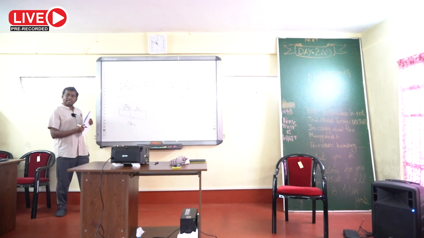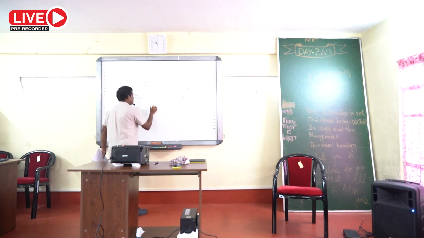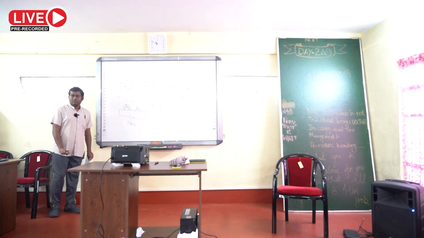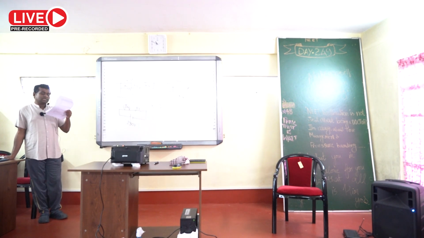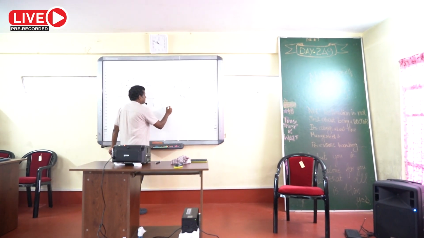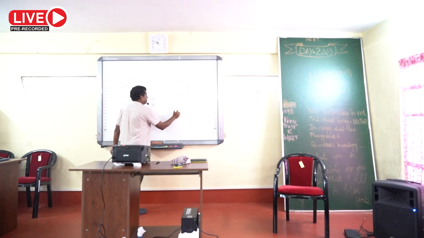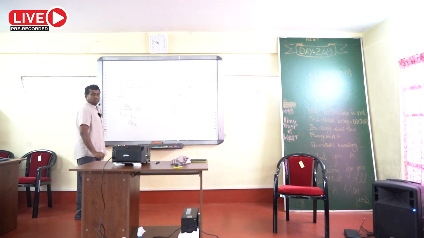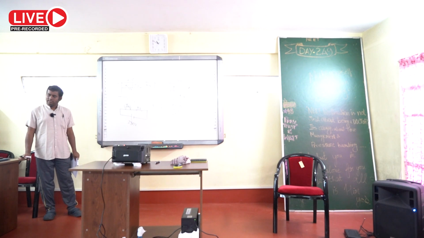So first, how can we calculate? We can use R1 equal to V square by P from the data given for the bulb. Rating of the bulb is given 500 watt 100 volt. So we can find R1: 100 into 100 by 500. So it is 20 ohm. This one R1 is 20.